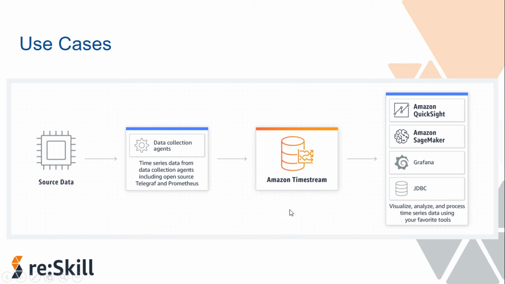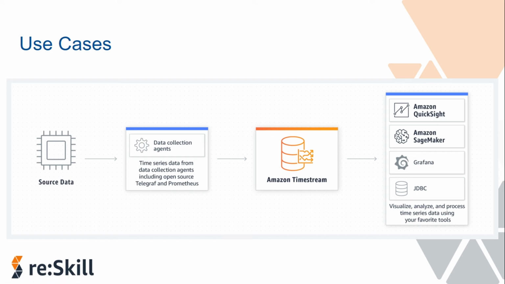So this is DevOps data. Amazon Timestream will be ideal for DevOps solutions that monitor health and usage metrics and analyze the data in real time to improve performance and availability. The source data is there, and through the data collection agents, it is coming into Timestream. And once the data is there, you can visualize it using QuickSight. You can use it with SageMaker, Grafana, the JDBC clients. You can visualize, analyze, and process this data using your favorite tools, whatever suits your use case.